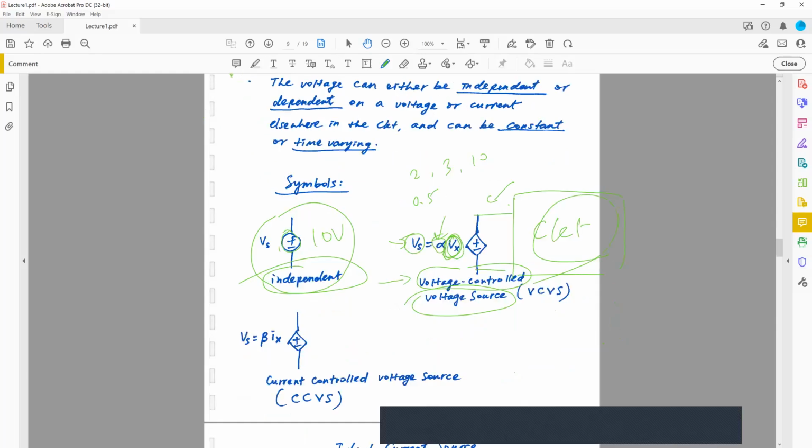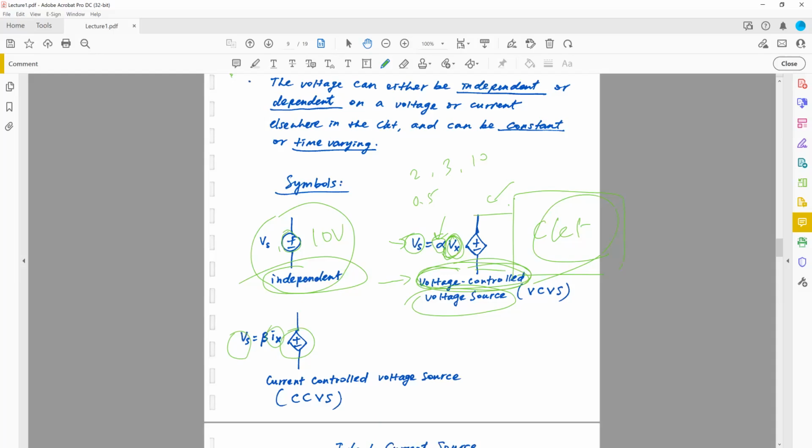Now, what I can also have is this. Same diamond shape, representing a dependent voltage source, but instead of voltage control, instead of having this Vs depend on voltage, I'm going to have this Vs depend on current. So instead of voltage control, I'm going to have current control. So, current controlled voltage source.